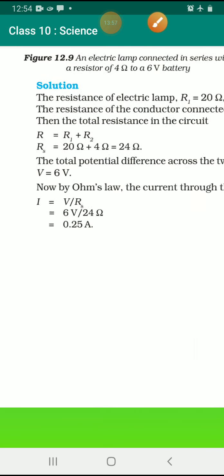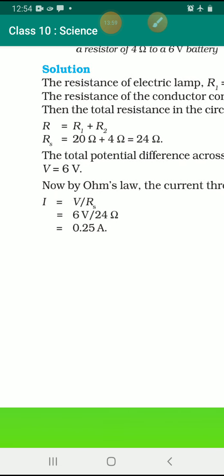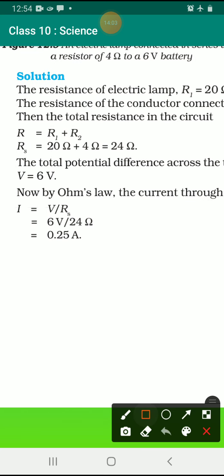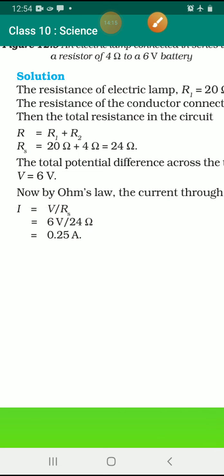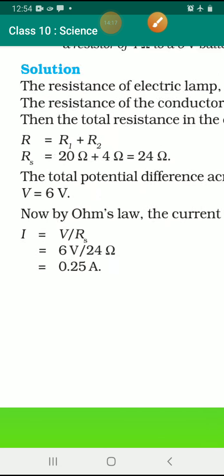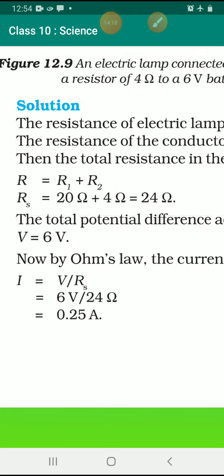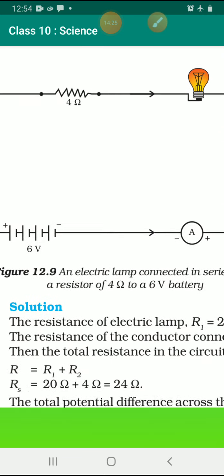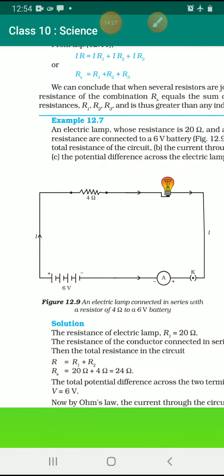When you substitute the values, 6 divided by 24 is nothing but 0.25 ampere. Current we measure in ampere, so it is written here as ampere. I hope you understand, children. Very simple problem, but remember that in the board exam, in order to confuse you, they will give this kind of diagram. You should not get confused.